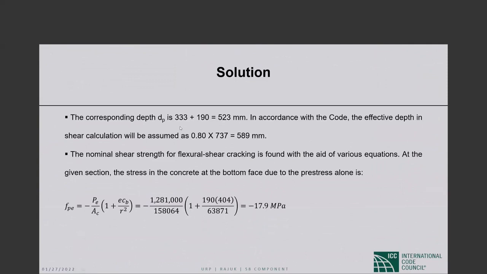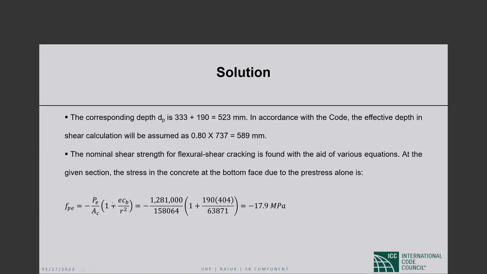So I found d_p at that point, 3 meters from the support. The ACI code says that I can assume the depth in shear calculation to be 0.8 of the overall height. Remember the equation I showed you before from the ACI code? That's reflected here, and that value is 589 mm. Then I went into the two equations, the flexure shear crack equation and the web shear crack equation, and calculated them separately. I'll probably rush through here because I'll take about 5 more minutes.